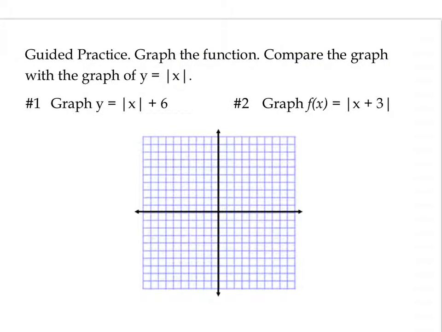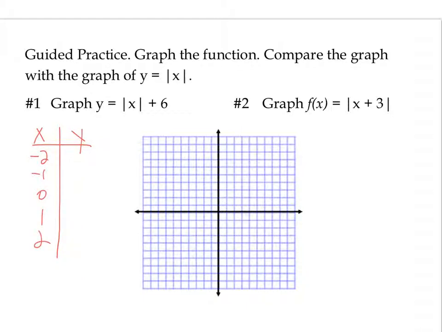If we look at a couple of graphs here, we have y equals absolute value of x plus 6. We want to graph it, and then we want to compare it to the parent graph, y equals absolute value of x. So if we're looking at number 1 here, let's just make a table of values. Okay, let's say we didn't know anything else to do but make a table of values. We'll plug in a couple negative values and a couple positive values.